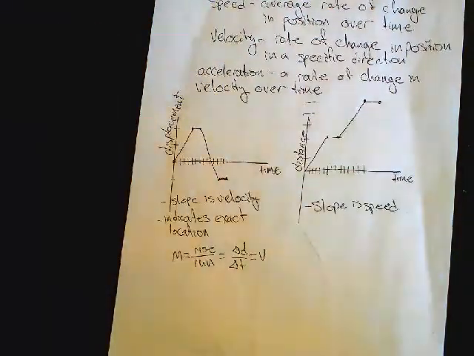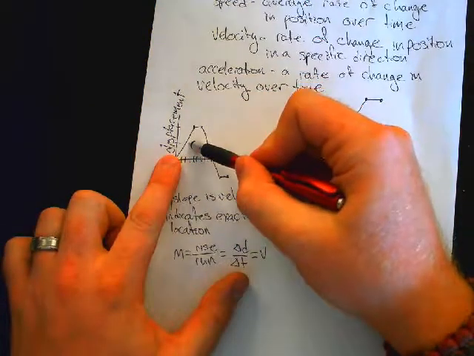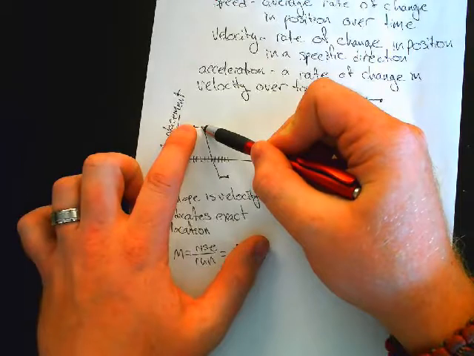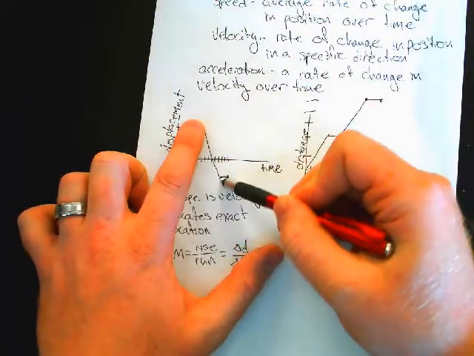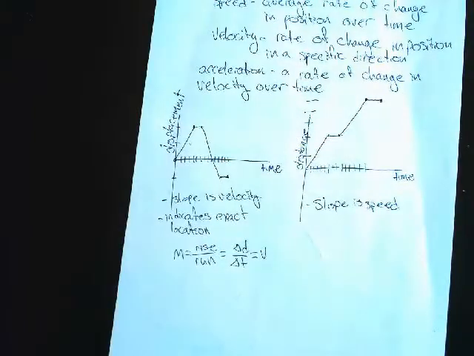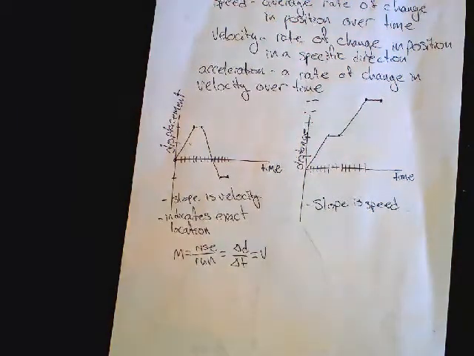Okay, so when we've got a positive slope, we're moving forward. When we've got zero slope, we're stopped because we have zero velocity. When we have a negative slope, we're moving backwards because we have a negative velocity. So far, so good? Okay. Then let's go ahead and take a look at the next version of these graphs, velocity and speed versus time.